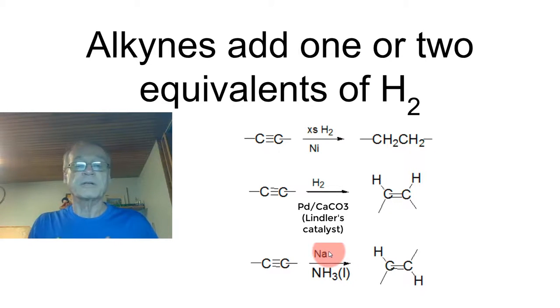Initially it turns blue, which is very interesting, but then very quickly turns back to colorless again, and what you find out is that you've added 2 hydrogens across the triple bond, but they add anti, and so therefore you end up with a trans double bond. So there are the 3 hydrogenation reactions that you need to know for alkynes.